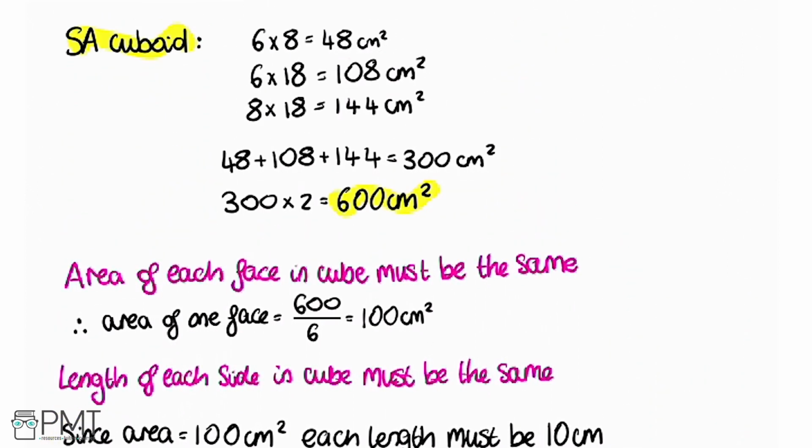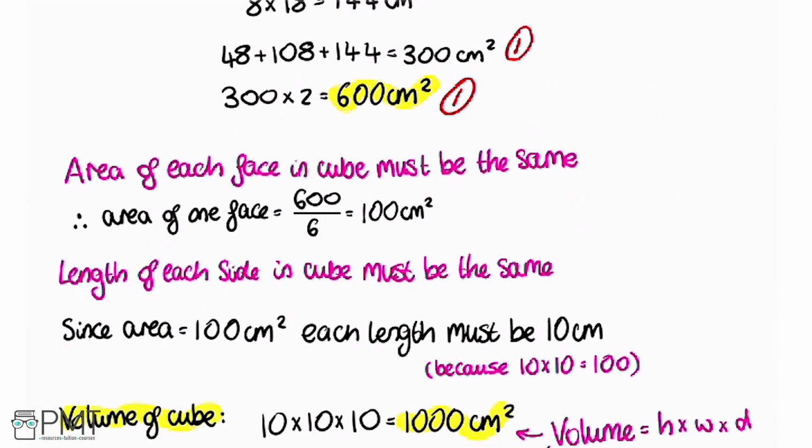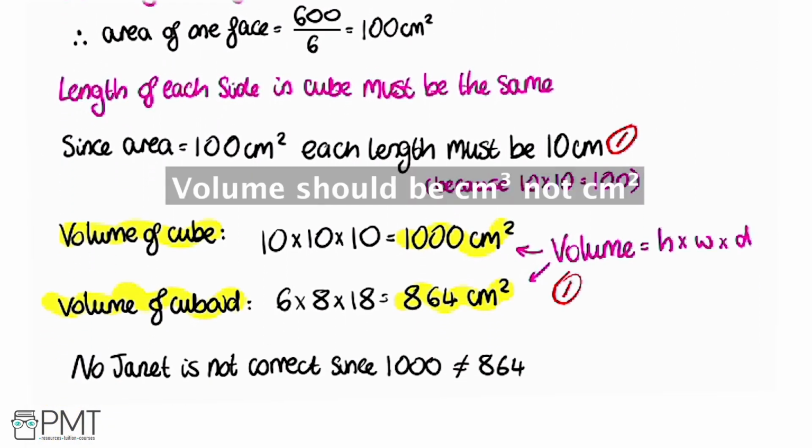So we get our first mark here for finding the area of 3 of the sides and adding them up to get 300. And the second mark for multiplying that by 2 to get the total surface area. We get another mark for then using that to work out that one of the lengths of the cube is 10 centimeters. We get another mark here for working out both the volumes. And then a final mark for the concluding statement, basically saying, no, Janet's incorrect.